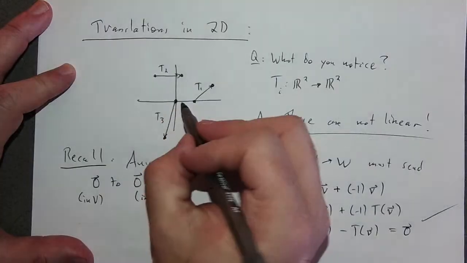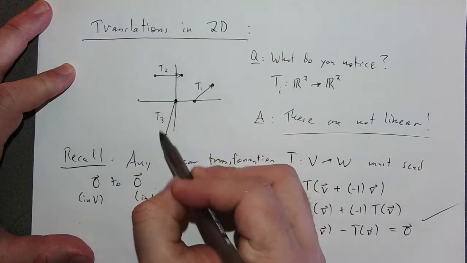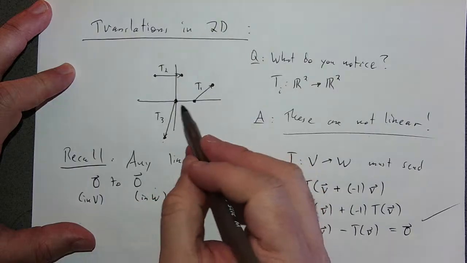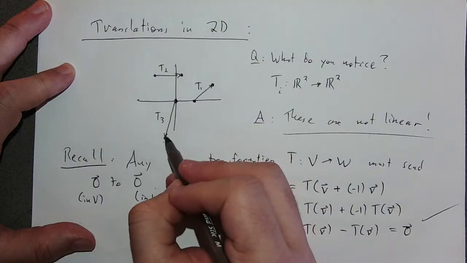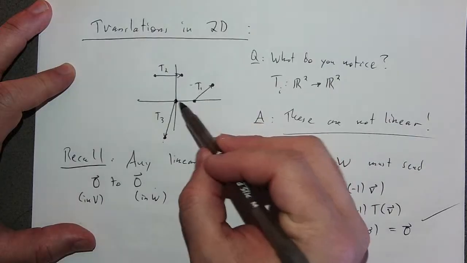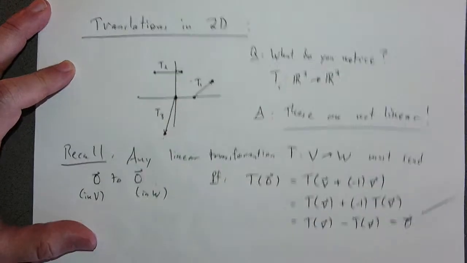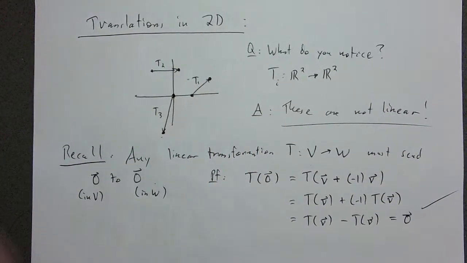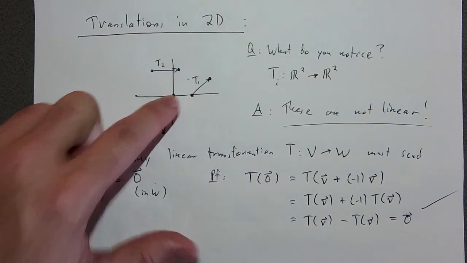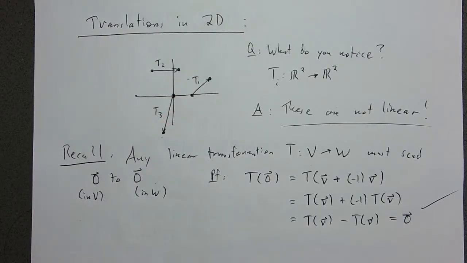Here's the 0 vector. Does this translation send it to the 0 vector? No. It takes it to some non-zero thing. This translation would take it to some point up here, which is also not the 0 vector. In fact, any non-trivial translation, anything that moves the origin at all, is not going to be linear, right? So translations are a no-no. They are not linear.